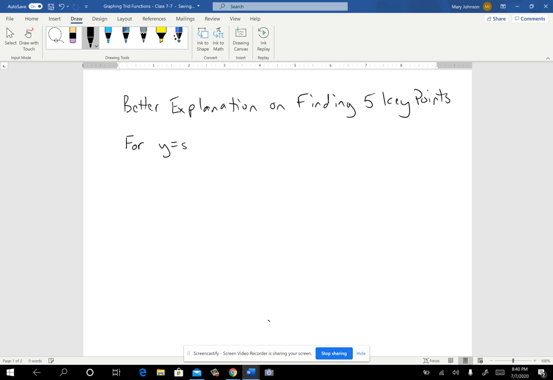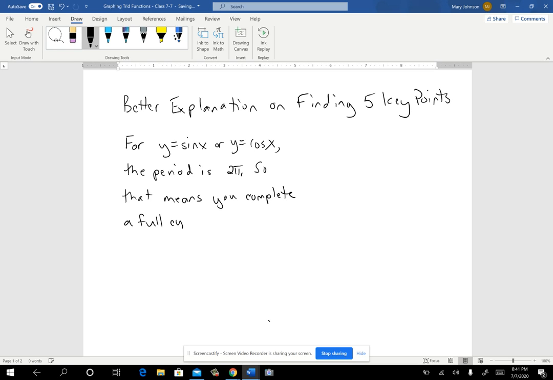So, when you have y equals sine x or y equals cosine x, right? The period is 2 pi. Okay. All right, so that means you complete a full cycle from 0 to 2 pi, okay?